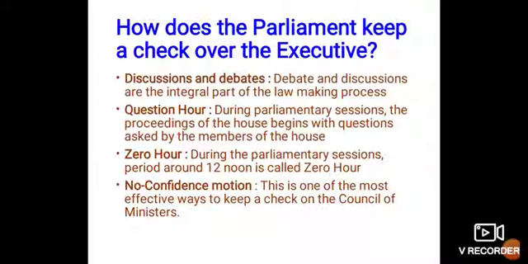Next we are going to study, students, zero hour. During the parliamentary sessions, the period around 12 noon is called zero hour. Parliamentary session is going on in the parliament, and when it is 12 noon, it is known as zero hour. Now what is the speciality here? During this period, any question of public importance can be raised and discussed. What is the importance of this session? Any issues, questions, or problems related to common people, of public importance, are raised and such questions are asked to the ministers.